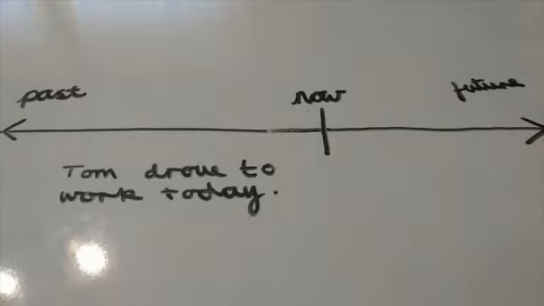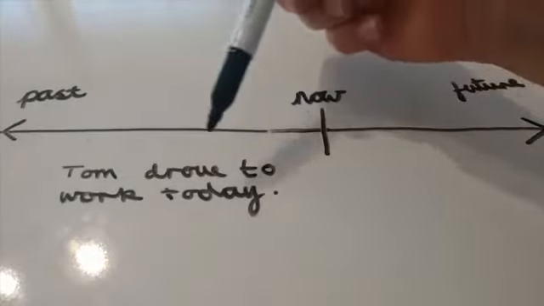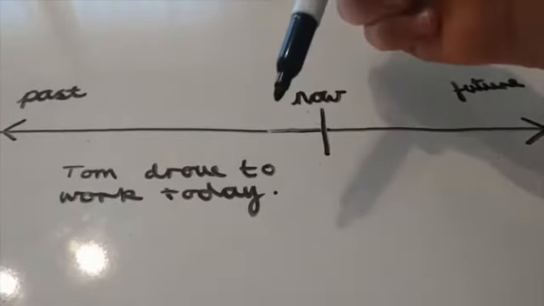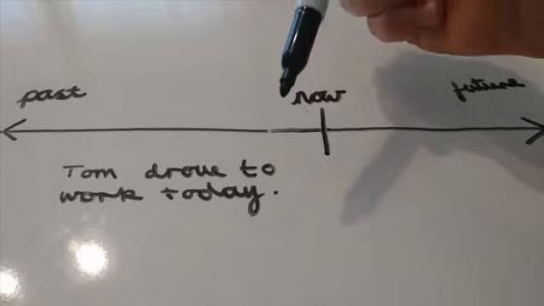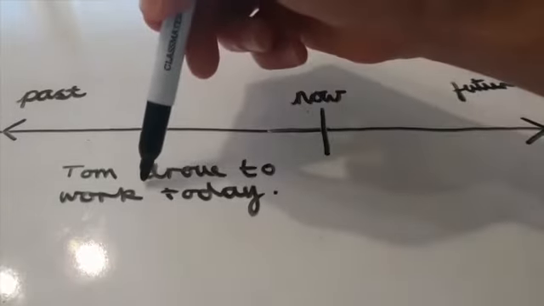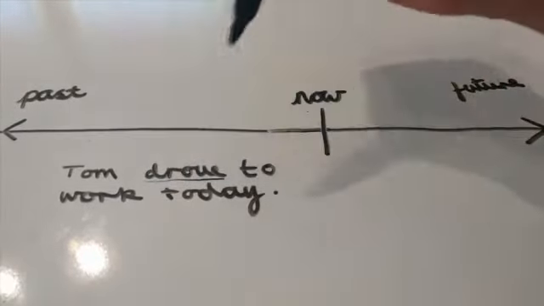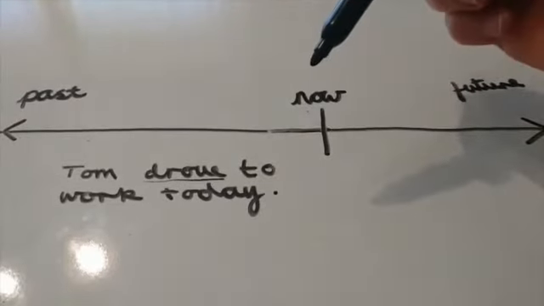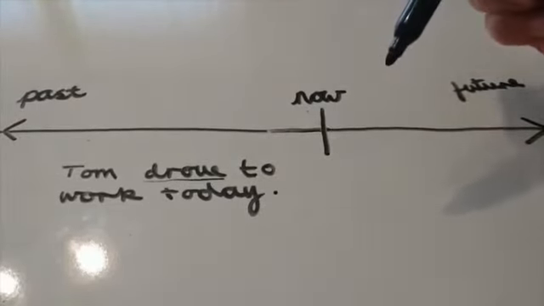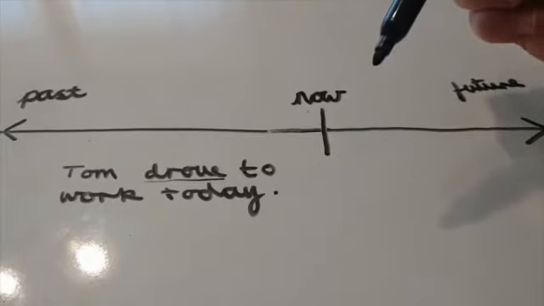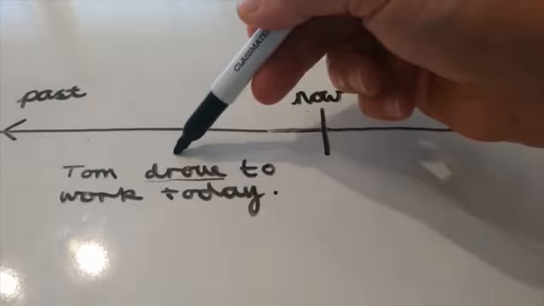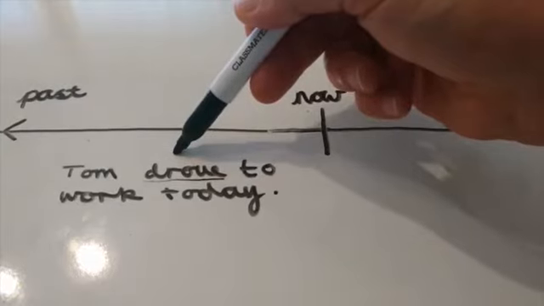Okay, here's a sentence. Tom drove to work today. Okay, if we have a look at this sentence, we can identify our past tense verb, drove. Now this has happened in the past and doesn't affect anything which is going to happen from now and into the future. So this is called the simple past.